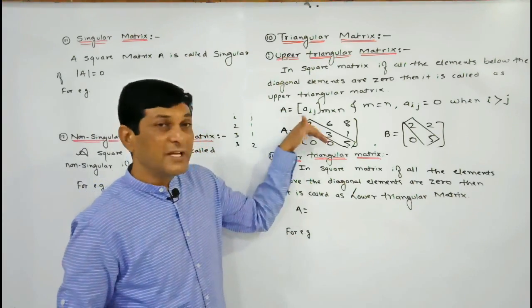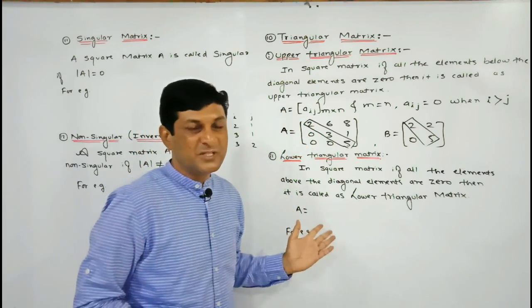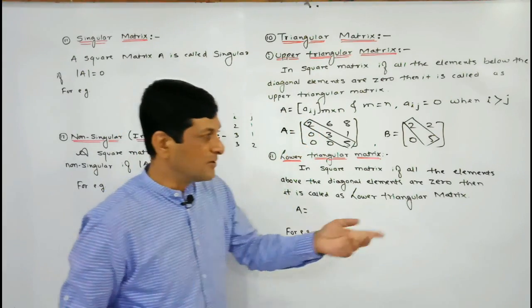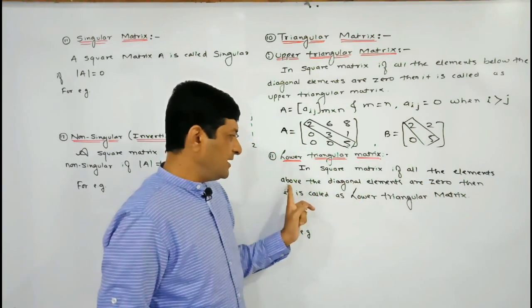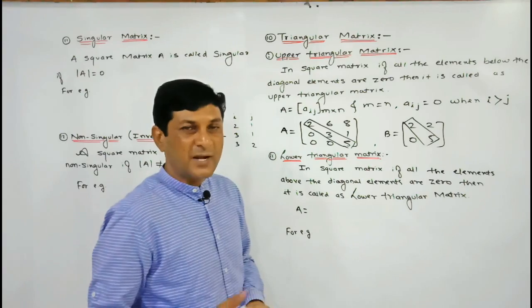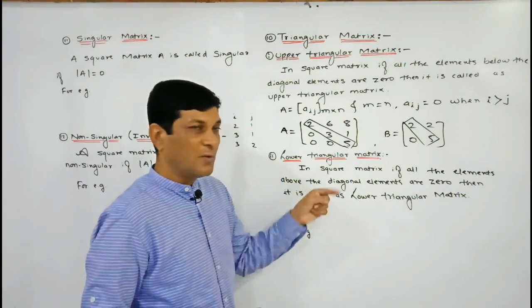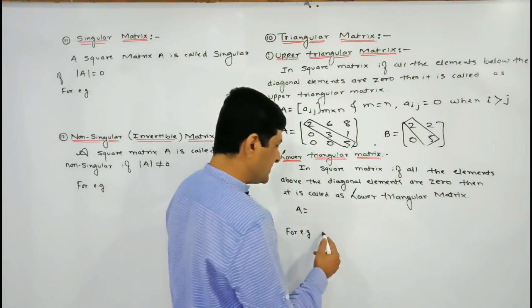Now in the same way we are discussing lower triangular matrix. In this case, all the elements above the diagonal elements are 0. In a square matrix, if all the elements above the diagonal elements are 0, at that time the matrix is called as what? Lower triangular matrix. Here also consider one example.